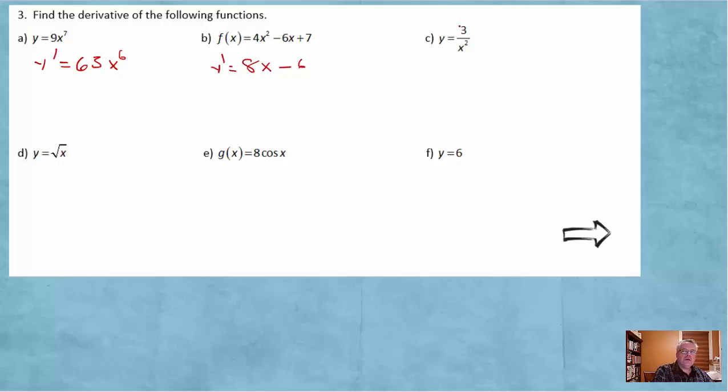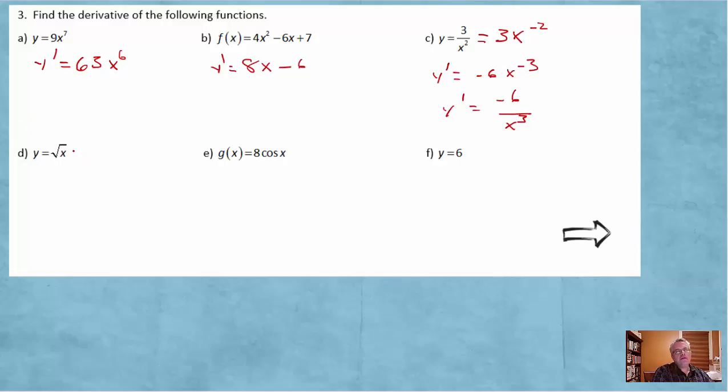This is one of the trickier ones. Remember, you have to rewrite this as 3x to the minus 2. Actually, now you can also use the quotient rule, and this would work. But using the power rule, 3x to the minus 2, we would get minus 2 times 3 is negative 6, x to the 1 less power. And then we usually put that in the denominator. So y prime equals negative 6 over x to the positive 3.